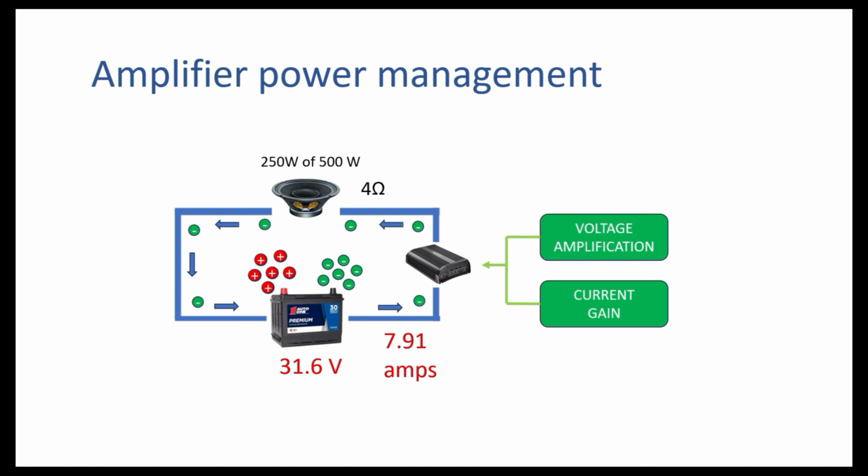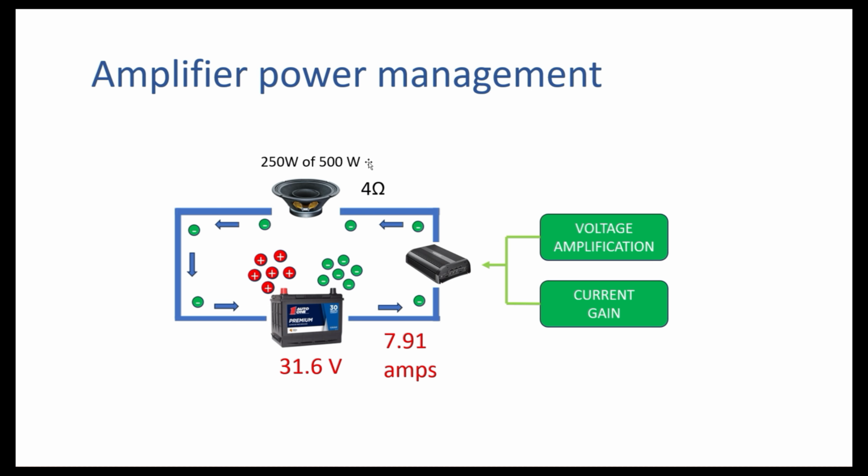Well, this is where an amplifier comes in, right? An amplifier takes care of this problem because it takes our 12 volts and amplifies it up to the 31.6 volts that we need, and it also has what we call a current gain. It's able to adapt the amount of current that is flowing through the circuits because it stores power inside capacitors inside the amplifier.